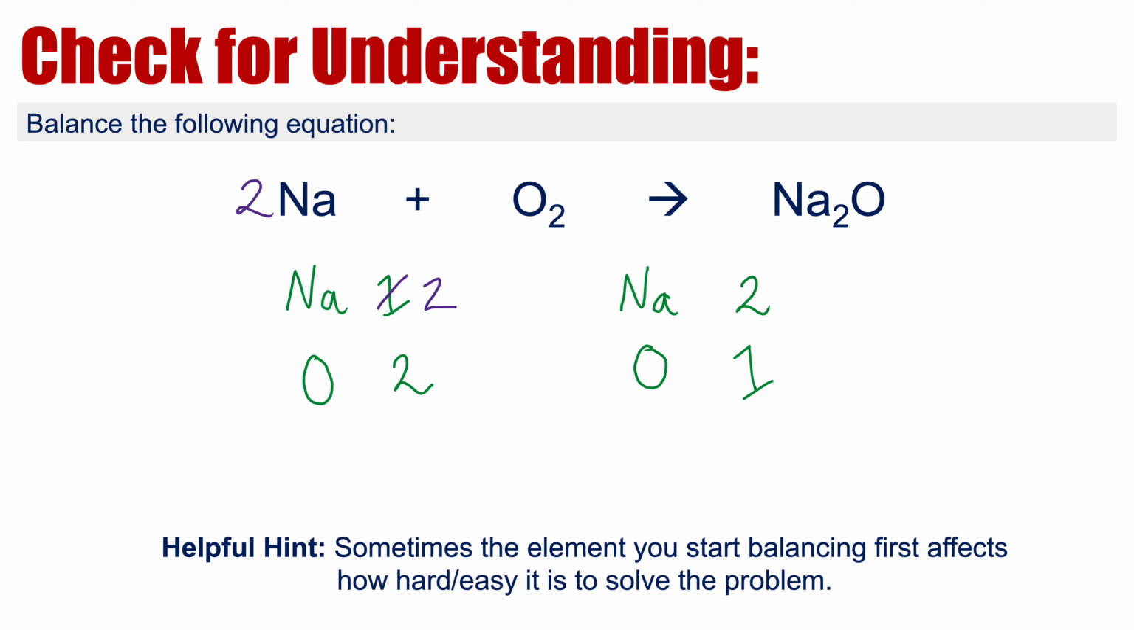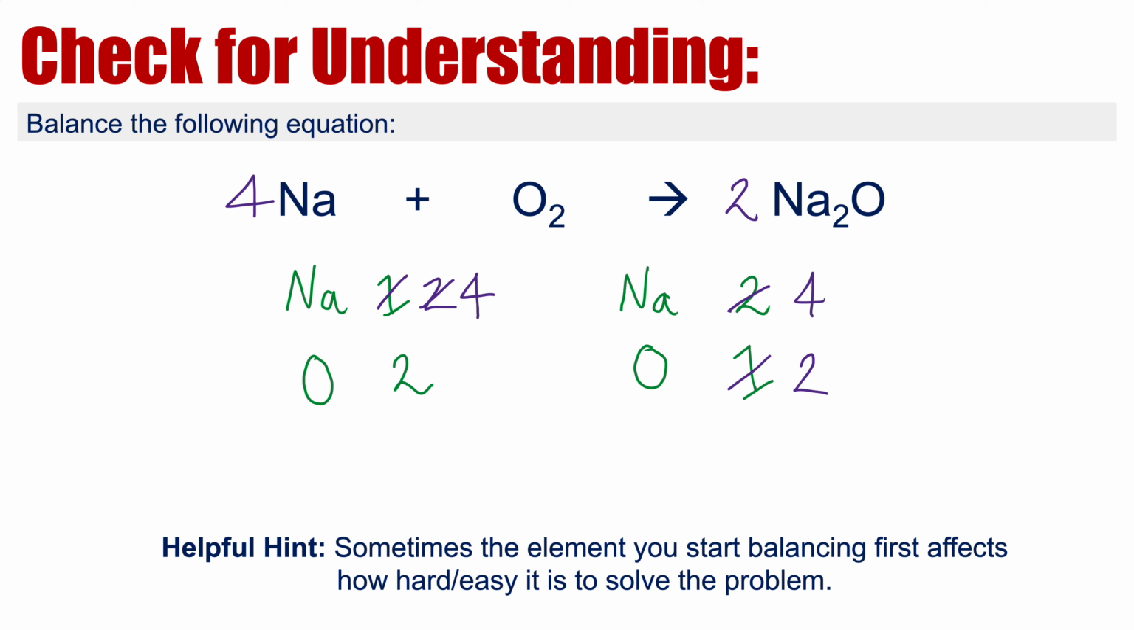That means I now have 2 sodiums on the reactant side, but now I would need to add a 2 in front of sodium oxide in order to change the number of oxygens on the product side. So now I have 4 sodiums and 2 oxygens on the product side. Now I need to go back and erase the coefficient of 2 that's in front of sodium on the reactant side and change that to a 4 in order to make this a balanced equation. So this took me about 3 steps. I had to change a coefficient in order to balance it.